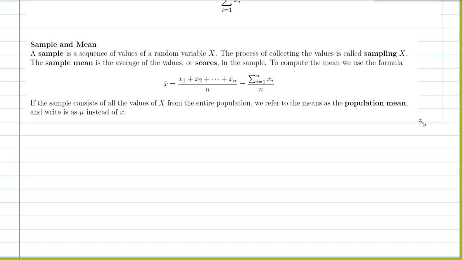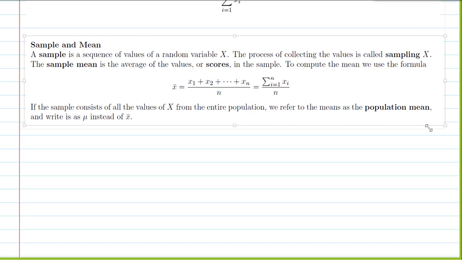So a sample is a sequence of values of a random variable x. The process of collecting the values is called sampling x. The sample mean is the average of the values or scores in the sample. To compute the mean, we use the formula x bar equals the sum of the x's divided by n, or in sigma notation, the sum as i goes from 1 to n of x sub i divided by n. If the sample consists of all of the values of x from the entire population, we distinguish this by calling it the population mean, and we use the symbol mu instead of x bar.